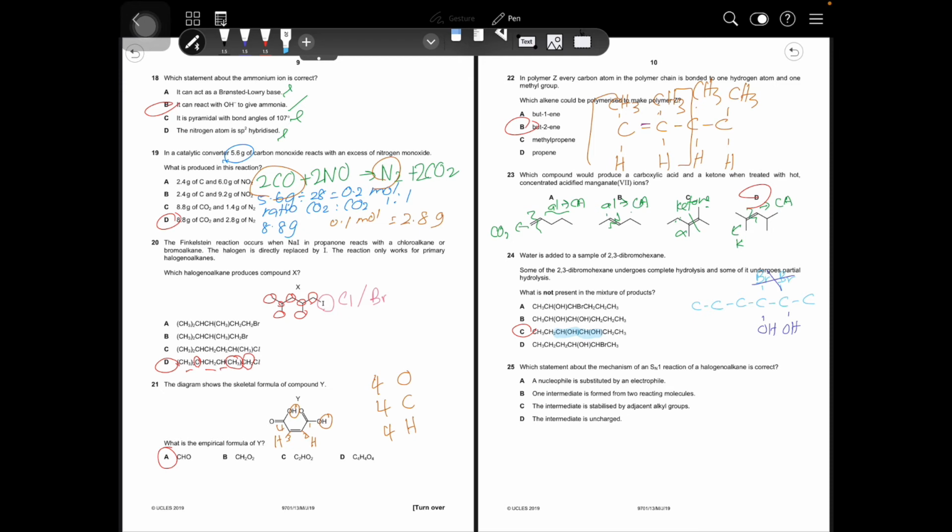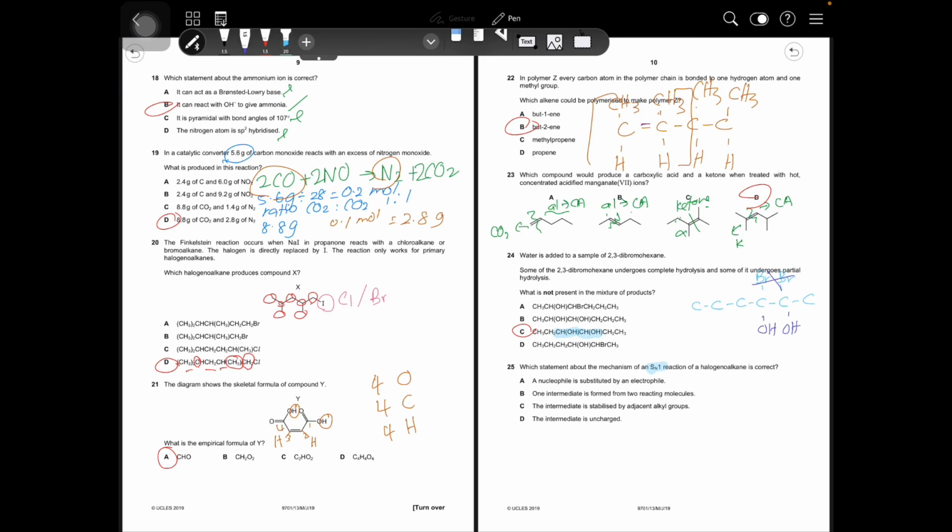Which statement about the mechanism of an SN1 reaction of halogenoalkane is correct? So SN1 is a mechanism for tertiary halogenoalkane to undergo nucleophilic substitution. Start of this reaction, only one molecule is present, which is the halogenoalkane, and this halogenoalkane will undergo heterolytic fission to form a carbocation as an intermediate.